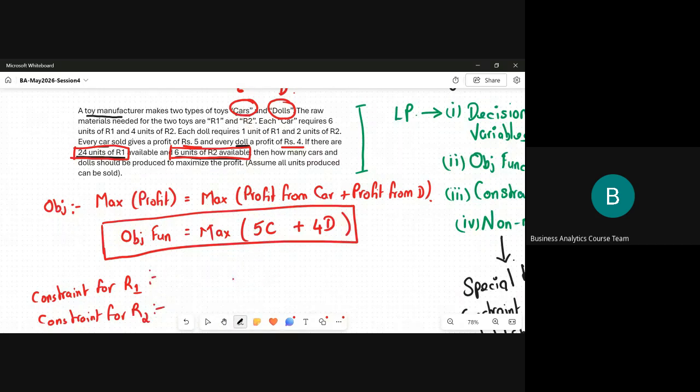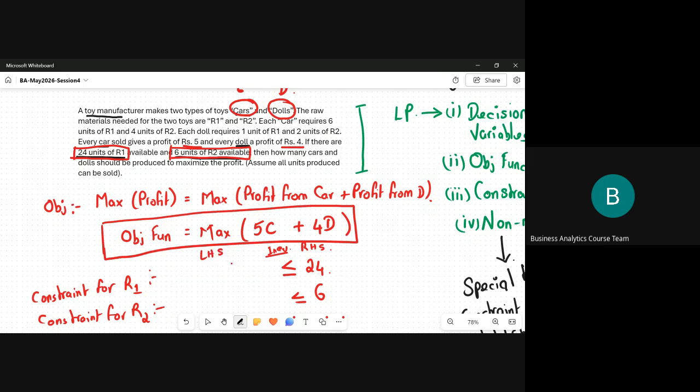So what do I say? I have only 24 units. So whatever I make must consume less than or equal to 24 units of R1. Similarly, whatever I make, since I have only 6 units of R2, it must consume less than or equal to 6. So that is your RHS. This is basically your RHS. This is the inequality, which is less than or equal to, and this is your LHS.